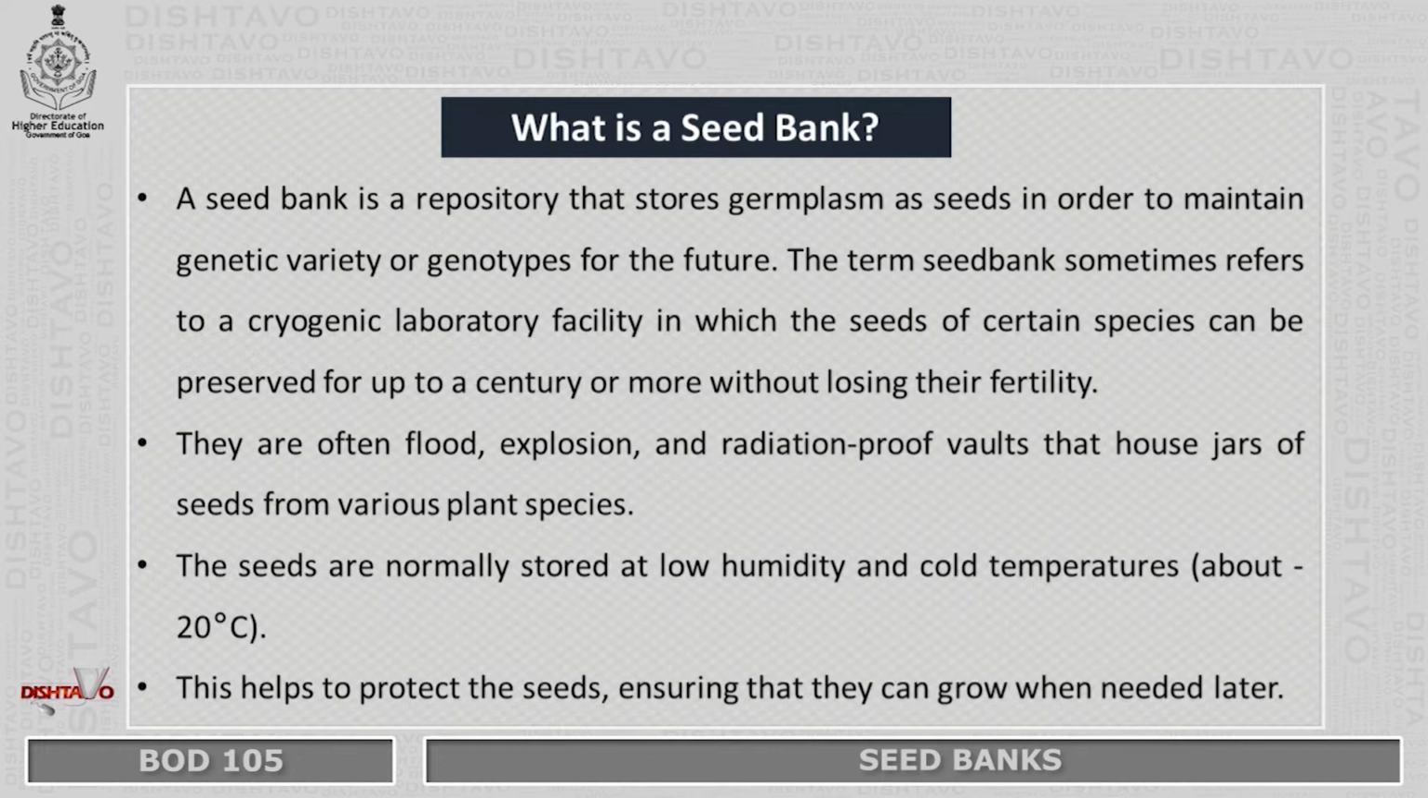The seed banks are often flood, explosion, and radiation proof vaults that house jars of seeds from various plant species. Here, the seeds are normally stored at low humidity and cold temperatures, about minus 20 degrees Celsius. Because of these conditions, the seeds are protected, ensuring that they grow when needed later on in future.